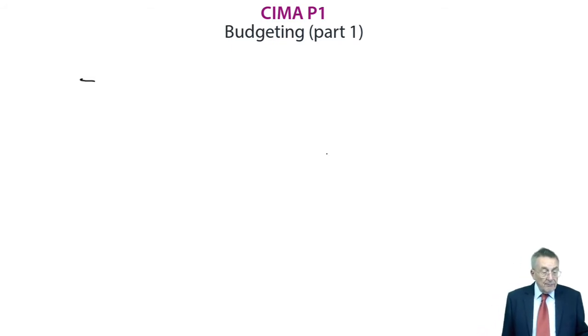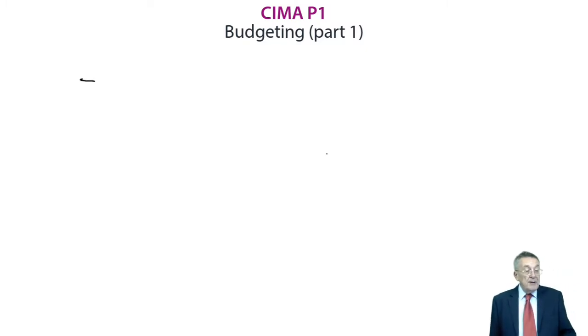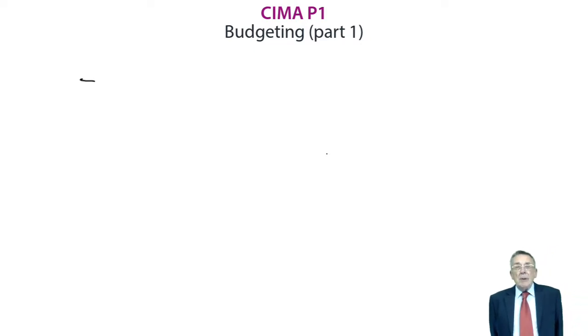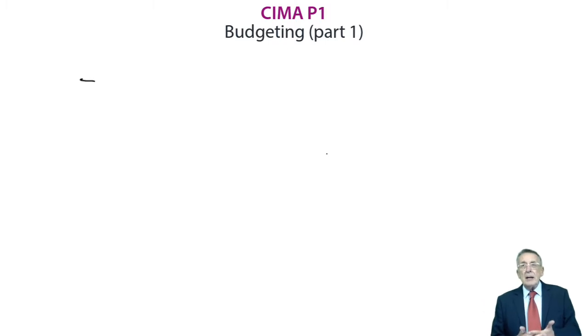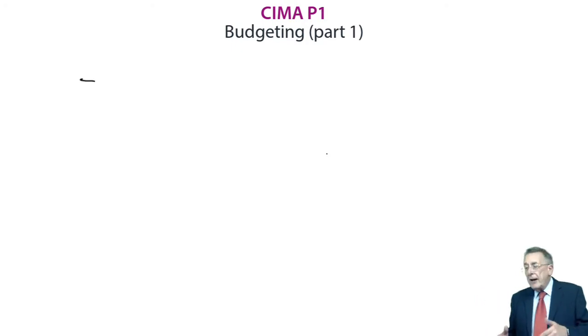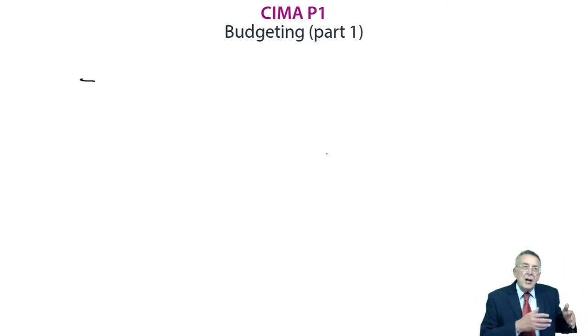Over the page, a bit of terminology here, but it says principal budget factor. When we're doing budgets, where are we going to start? You know, if I'm a company manufacturing desks, although ultimately we might end up with a budgeted profit statement, we have to do it in stages. I'll need to have a budget for how much wood I'm going to buy, how much labour I'm going to need, and so on. But we do need a starting point.